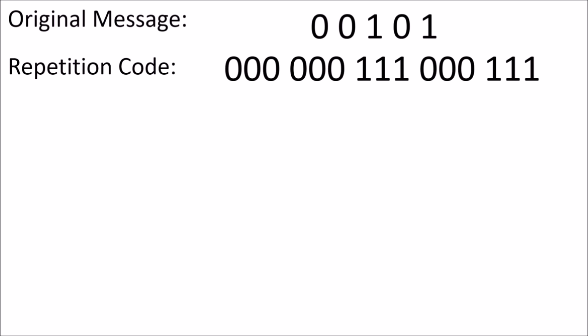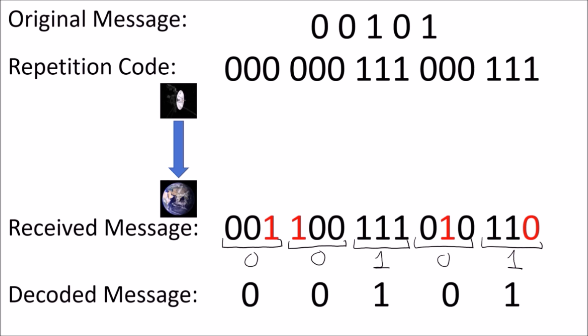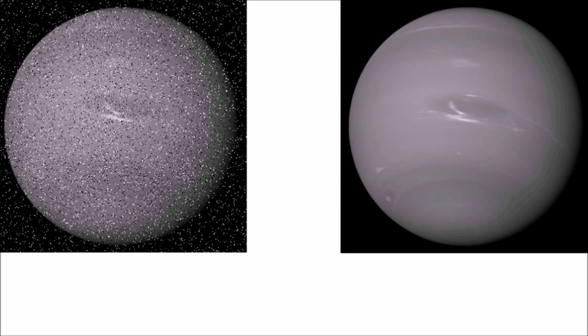Now, as the message travels from the deep space probe back to Earth, some of the binary digits might get flipped, but we can look at each block of 3 bits, and anytime there's a disagreement, we just take the best 2 out of 3. So through this best 2 out of 3 voting procedure, we're able to decode the message and recover the original transmission. Now, it's important to remember that this procedure isn't perfect.